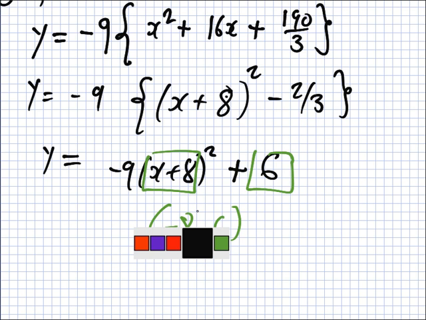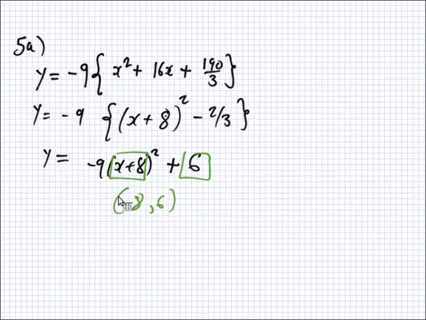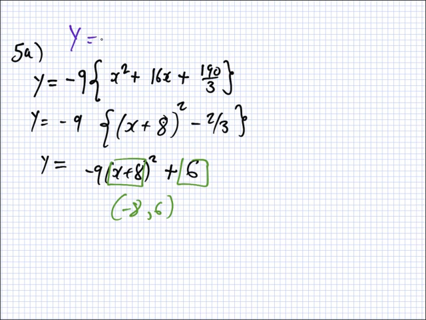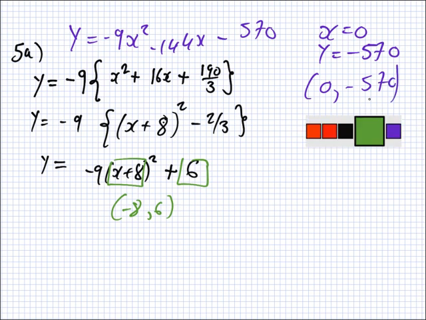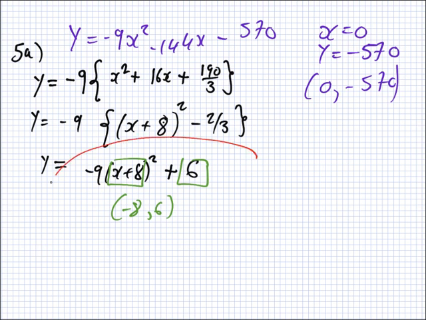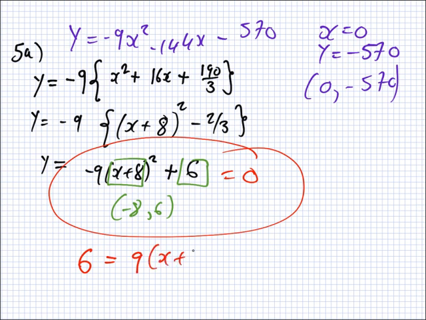What I need to get next, though, are the intercepts. So let me go back to the very start. What was it? y equals minus 9x squared minus 144x minus 570. If I make x equals 0, what's y? Minus 570. Yeah. So now I have this point. Right, what's left to do? How do I get the x-intercepts? y equals 0. So what I'll do is I'll make this equal to 0. Okay? So I get 6 equals 9 times (x plus 8) squared.